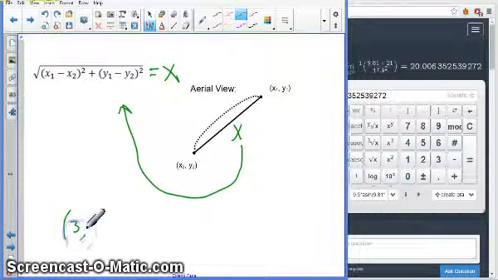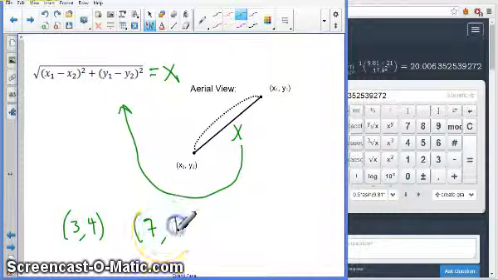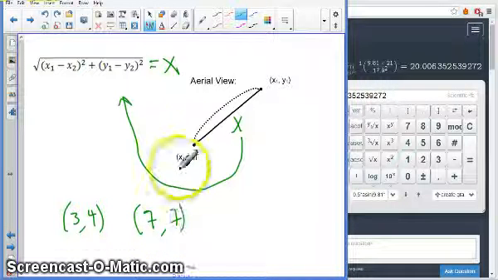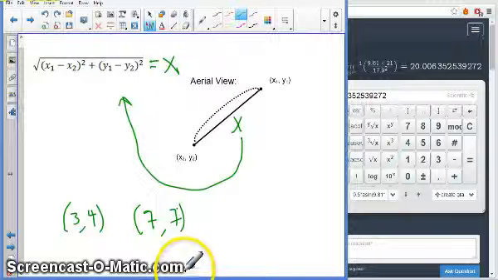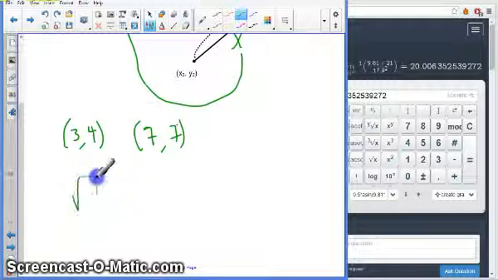So just real quickly, 3, 4, and 7, 8. Let's see, is that what I want? 4, and no, let's not do that. 7, 7. How about that? Because that'll work out to be a nice whole number, I hope.